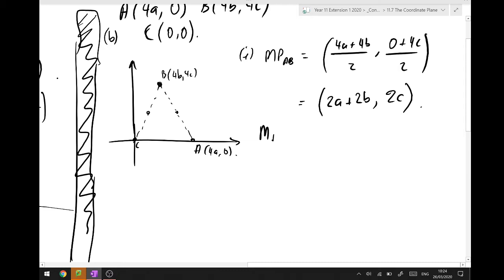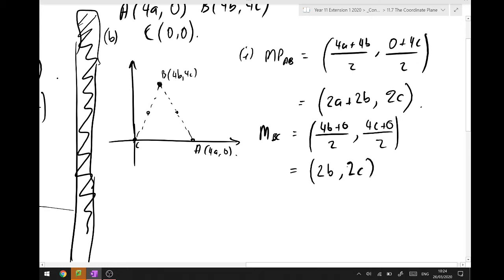Now my midpoint for BC is going to be almost the same thing. So 4b plus 0 over 2, comma, excuse me, 4c plus 0 over 2, just like that. Okay, so 4b plus 0 is just 4b, divided by 2 is just 2b. And 4c plus 0 is just 4c, divided by 2 again is just 2c. And so my midpoint of AB is 2a plus 2b, comma, 2c, and this point here is 2b, comma, 2c.